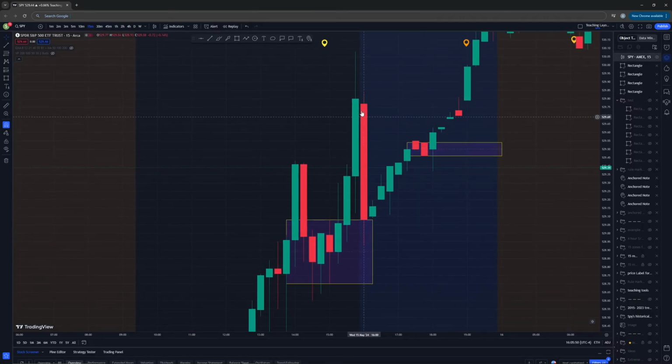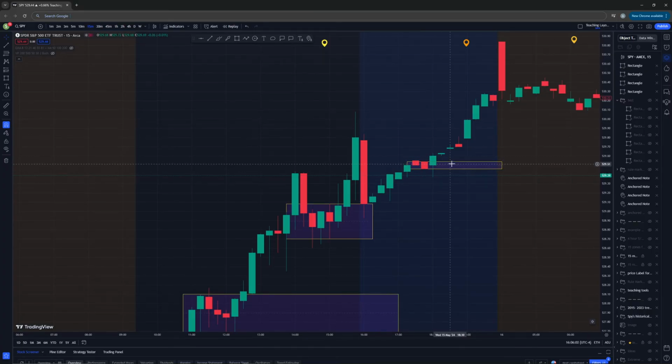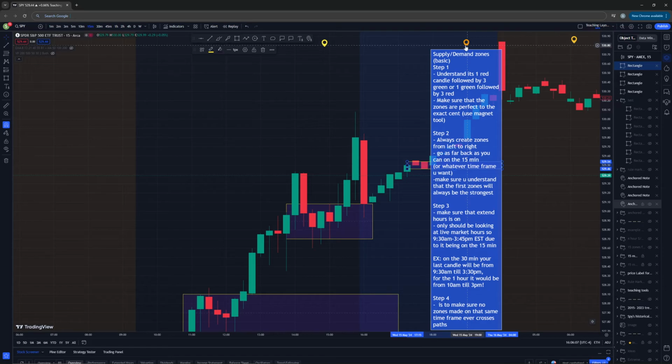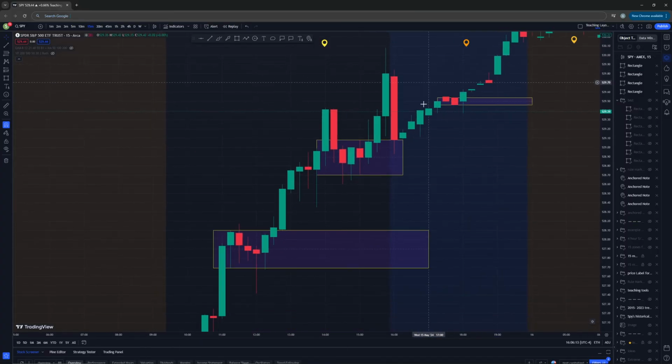Because only zones that are created after the market opens and before the market closes actually are the ones that count. I almost said it backwards right there for a second. So this one right there, as you can see, if you look at step number 3, that's actually going against step number 3. So you don't want to do that, right?